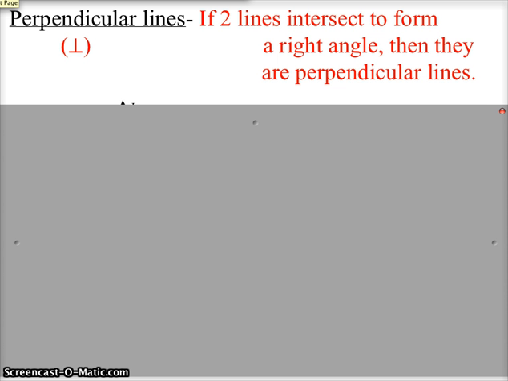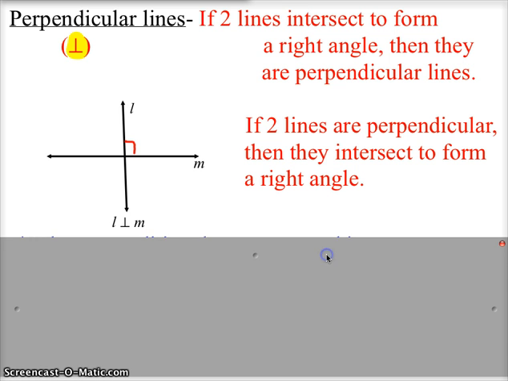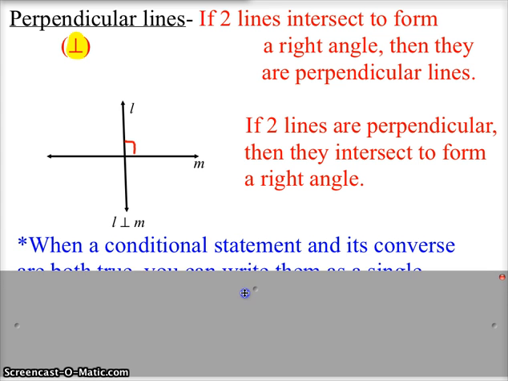A couple of definitions for some vocab terms here. Perpendicular lines. If two lines intersect to form a right angle, then they are perpendicular lines. The symbol for this is kind of an upside down letter T. That means perpendicular. If two lines are perpendicular, then they intersect to form a right angle. That would be the conditional statement for these.